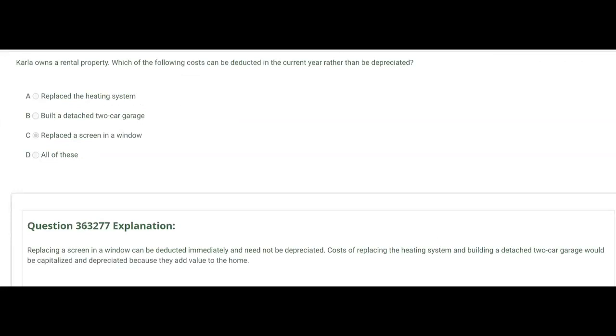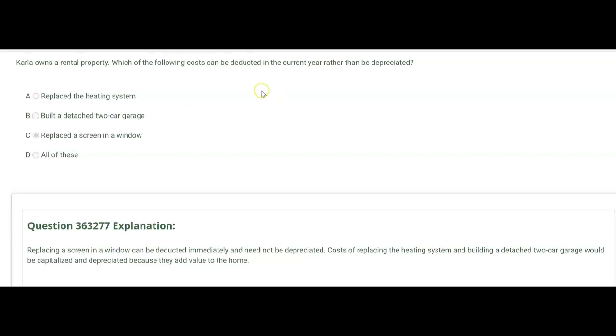Carla owns a rental property. Which of the following costs can be deducted in the current year rather than depreciated? So when you're a landlord and you're spending a lot of money on maintenance and repairs, certain things have to be capitalized, which means you can't get an immediate deduction. If something adds a lot of value to the property, that has to be capitalized, especially if it's a bigger ticket item. But you could get an immediate deduction for something like changing a light bulb or something that doesn't add much value, like replacing a shower curtain. So let's look at these choices.